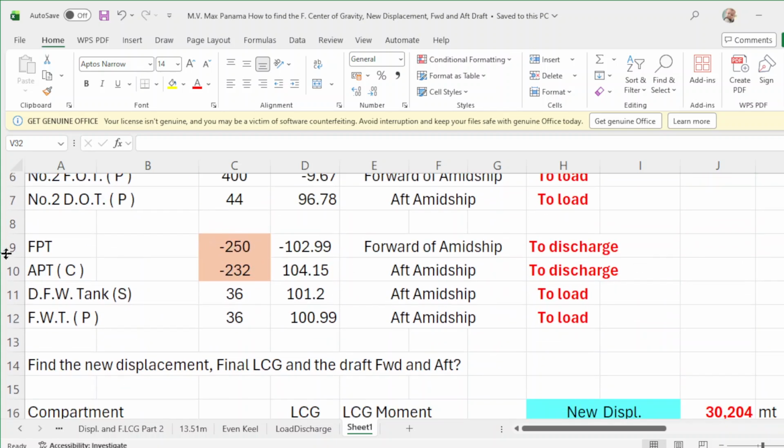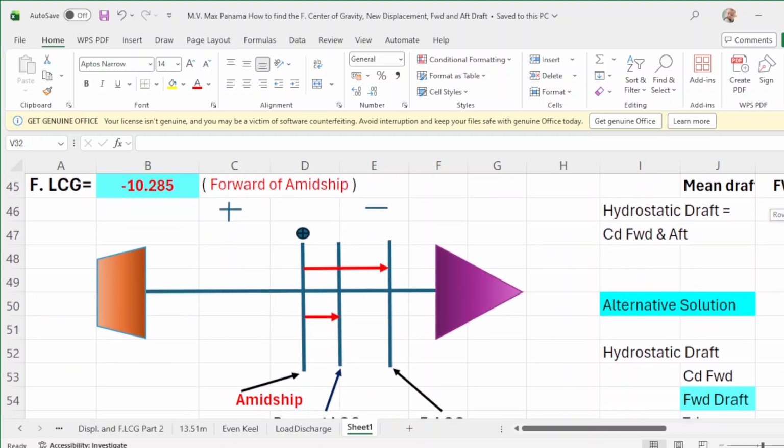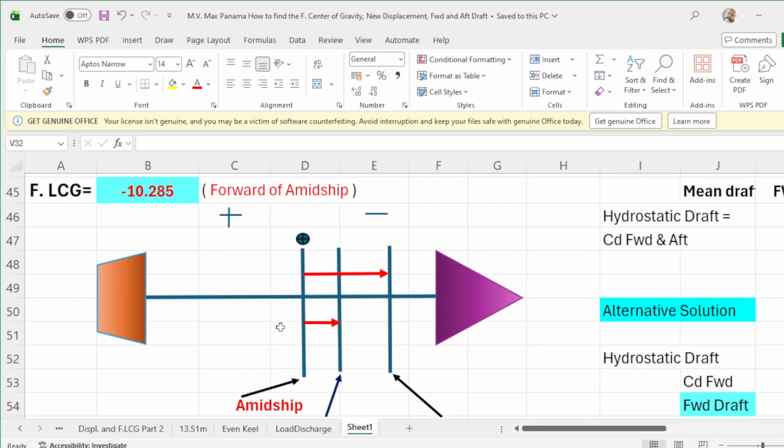Then we go to the fore peak tank, which is forward of amidship. That's why it's negative. We're going to discharge its ballast of 250 metric tons. And after peak center, we also discharge 232 metric tons, to pump out. It is aft of amidship because the LCG is positive. Okay? It's positive here, so it is aft of amidship. The after peak tank is somewhere around here. That's why it is aft of amidship.